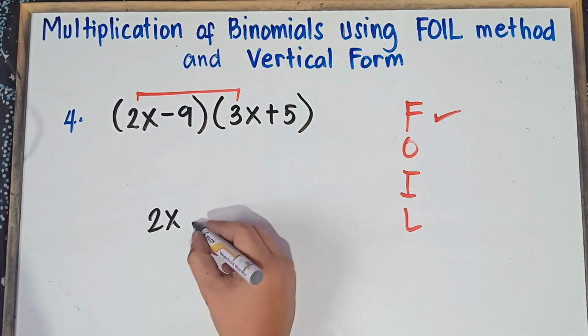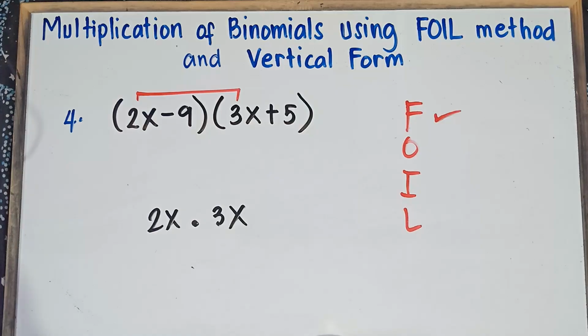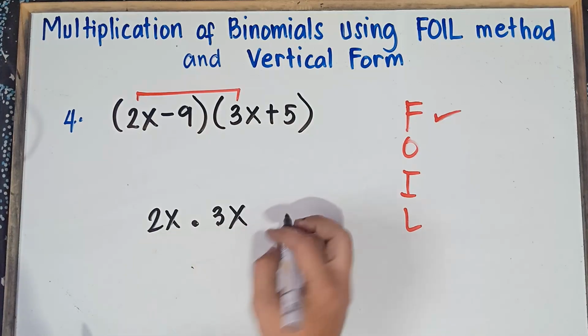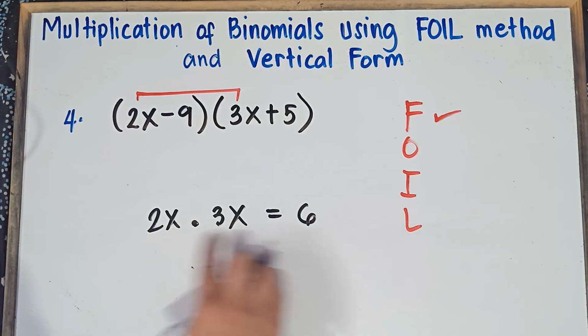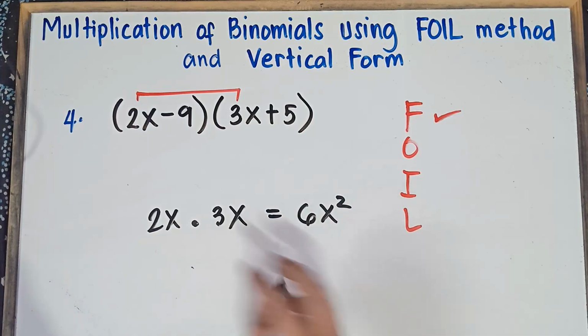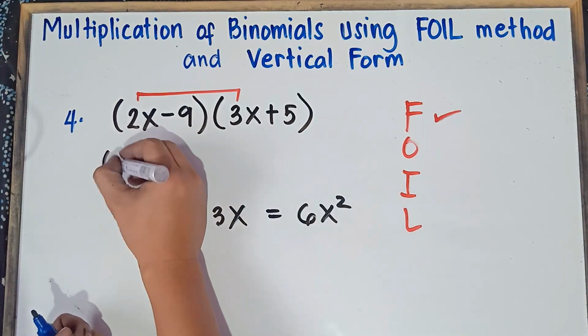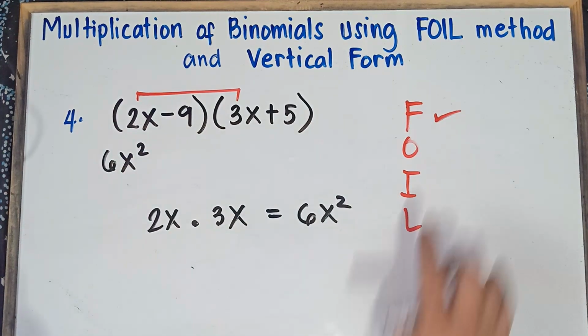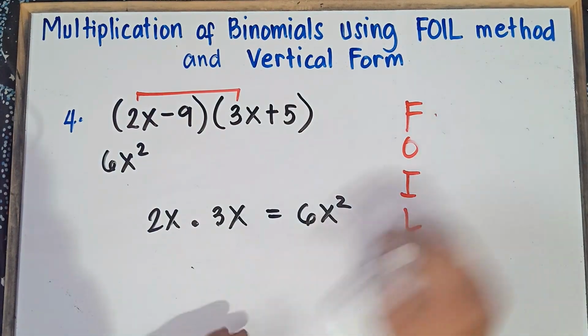2x multiplied by 3x. So once again, multiply first the numbers, 2 times 3, that would be 6. x times x, that would be x squared. So therefore, 2x times 3x, that would be 6x squared. So this is 6x squared. We're done with first.